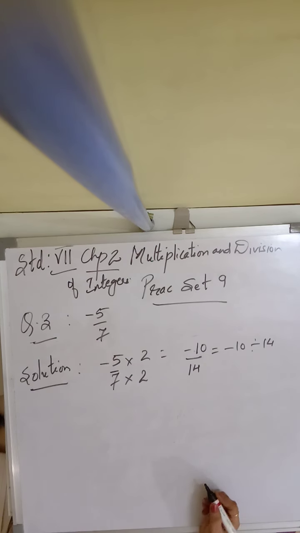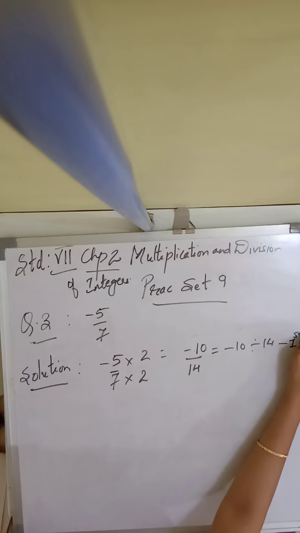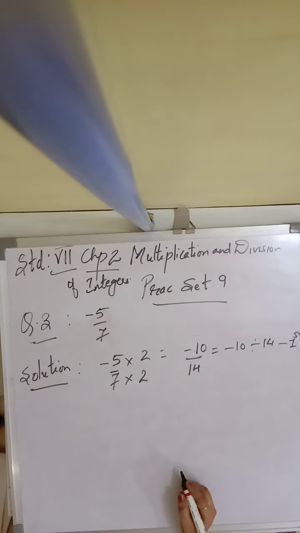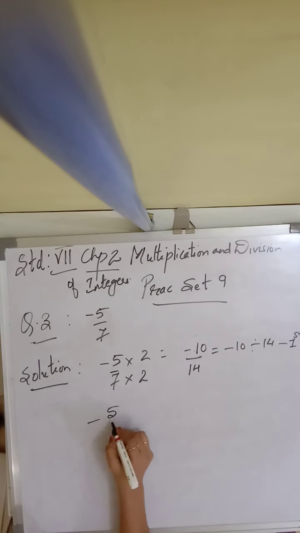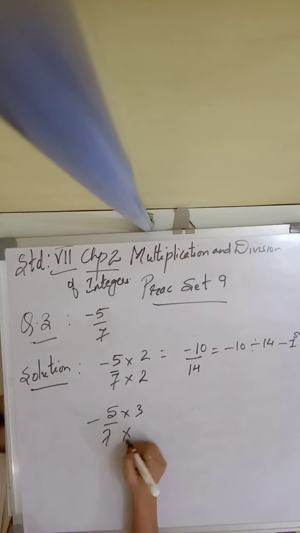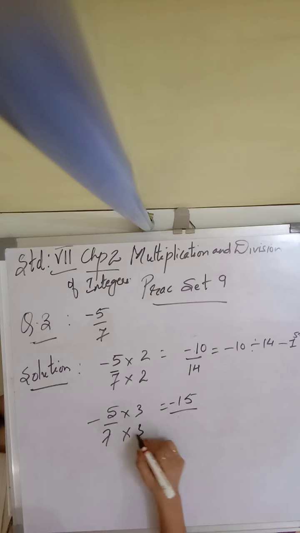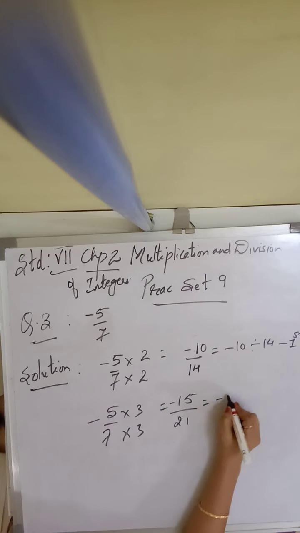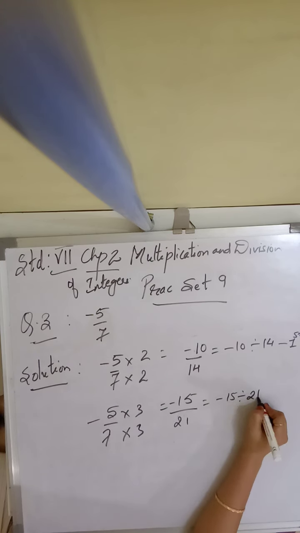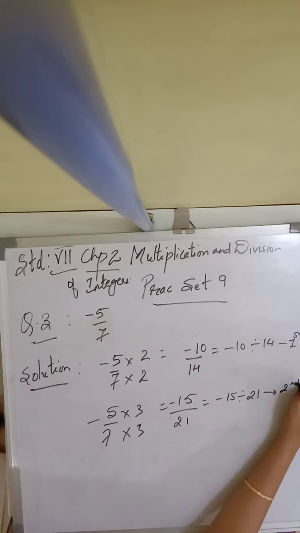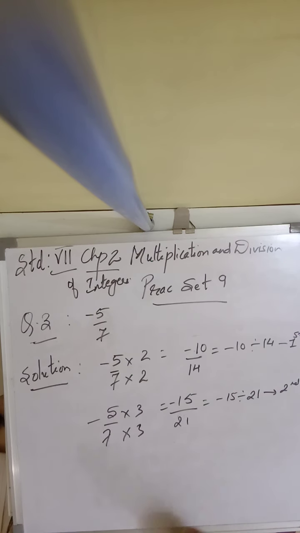Clear? This will be my first pair of division of integers. In the same way, we can go minus 5 upon 7 multiplied by 3, that is equal to minus 15 upon 21, and that is equal to minus 15 divided by 21. This will be my second pair of division of integers.